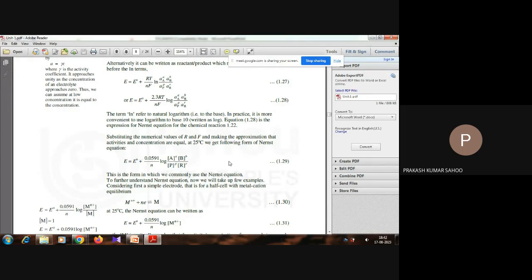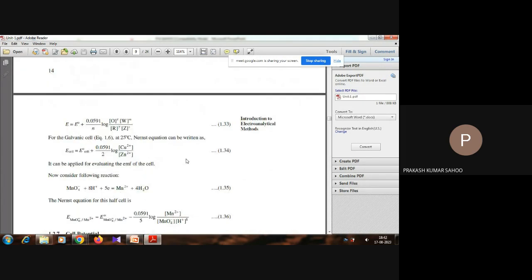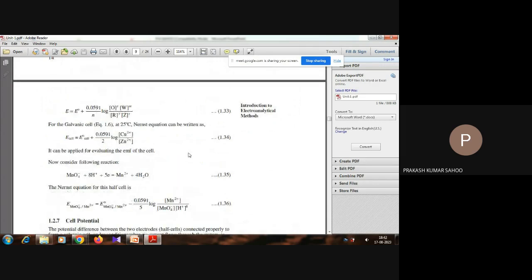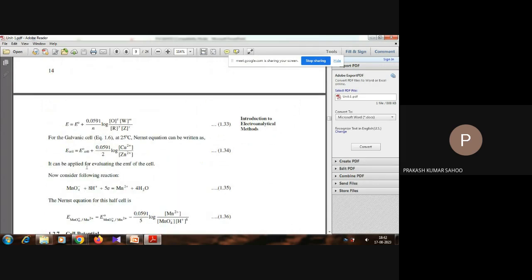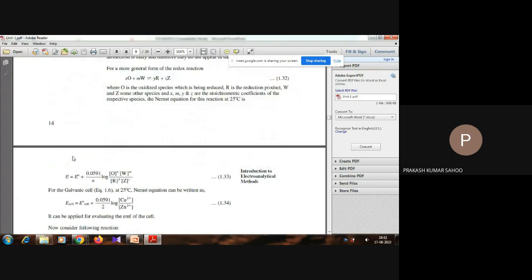And always remember, the concentration at solid state or pure state is always taken as 1 molar, and the concentration of electrolyte can change from 1 molar to other molars. For example, you just see this one. Here, what happened?